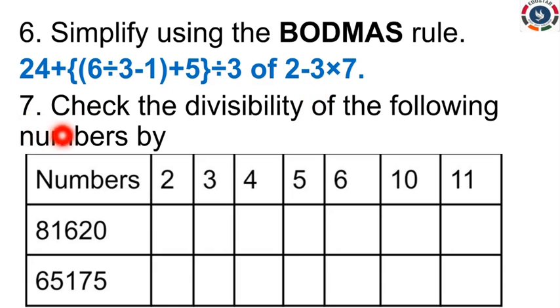And 7th one, check the divisibility of the following numbers by numbers given 2, 3, 4, 5, 6, 10, 11 on 81,620 and 65,175. So this value is divisible by 2 or 3 or 4. You have to check once again all those things. If it is correct, you have to put a tick symbol. If it is not divisible by any other number, you put a cross in the box.